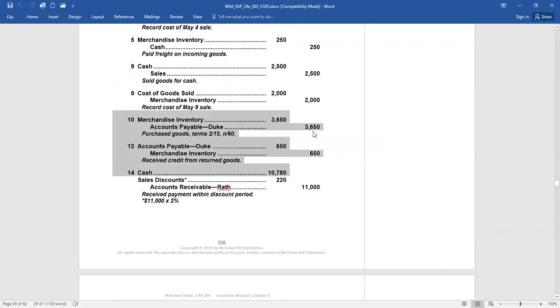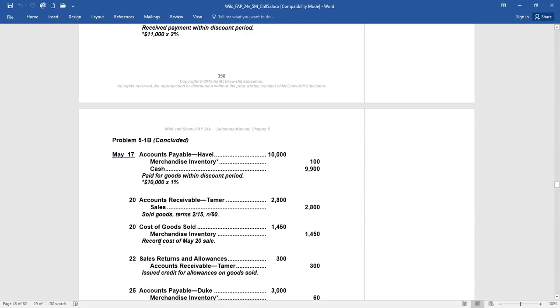First, we bought from Duke for $3,650 and said we owe them $3,650. But then we returned some of the merchandise, so we reduced our accounts payable by $650. So we only owe them $3,000, and we're paying within the discount time, 15 days. So we could take a 2% discount on that $3,000. So 3,000 times 0.02 is $60.